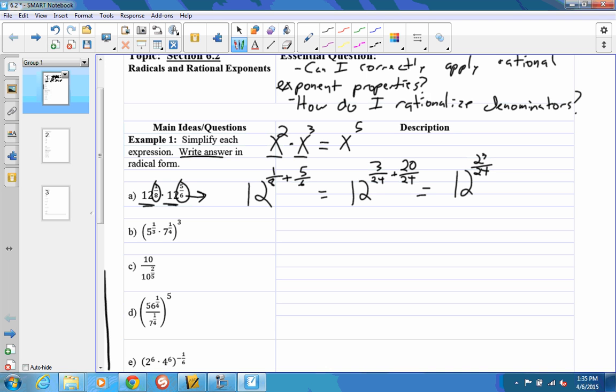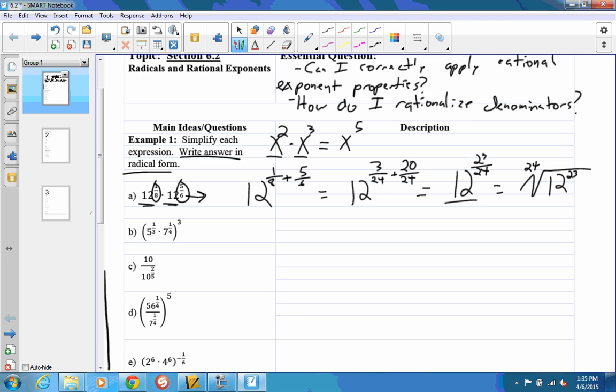Not done because I need to write my answer in radical form. This is weird, right? But I have this base of 12, so inside my radical is 12. What kind of root is it? 24th root. Bizarre. And the whole thing's raised to the 23rd.